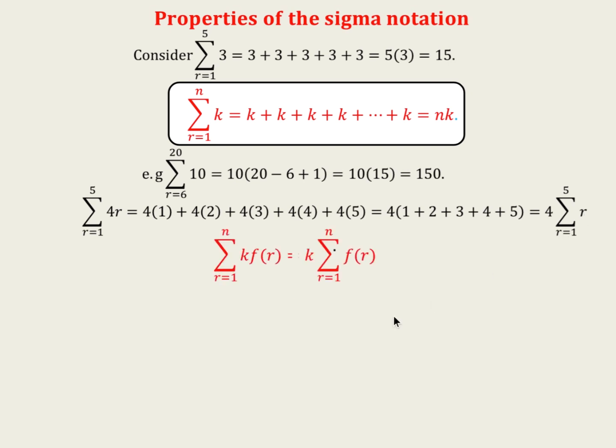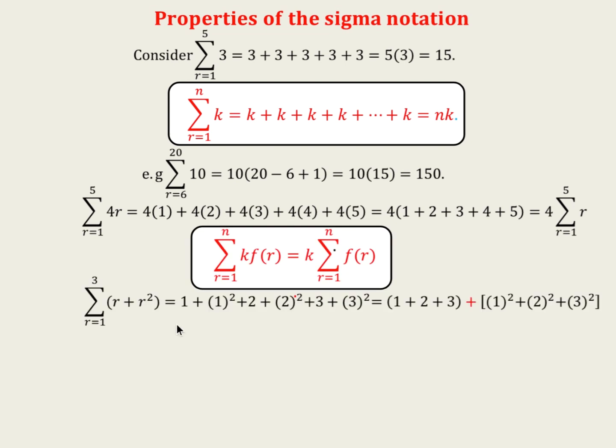We can then generalize that when you have summation from r equals 1 to n of a certain constant times the summand, it is the same as the constant times the summation from r equals 1 to n of the summand. Now consider this other example, summation from r equals 1 to 3 of r plus r squared.